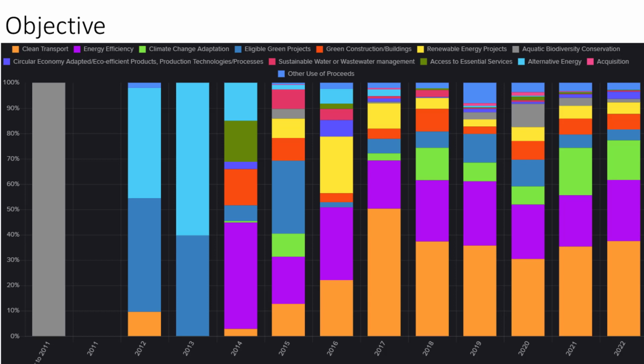This is not appearing so many times, so we can find it. This one. Then renewable energy projects, okay, creating solar, wind, or geothermal energy. Then aquatic biodiversity conservation. Okay, so dealing with stuff which lives in water.